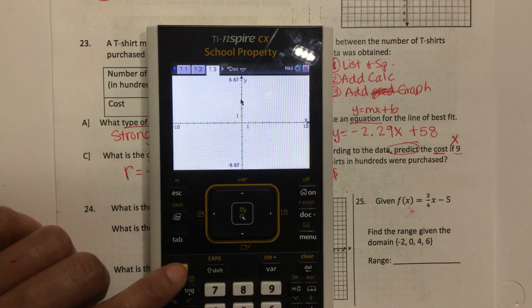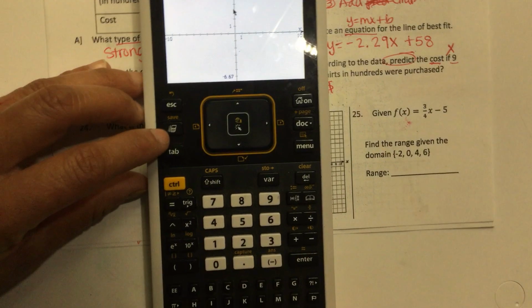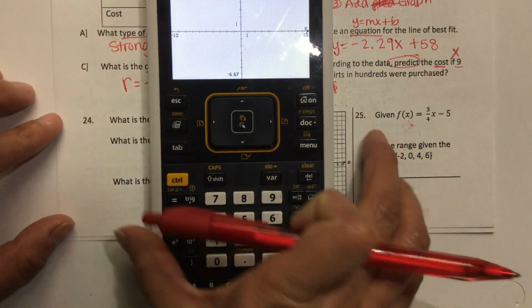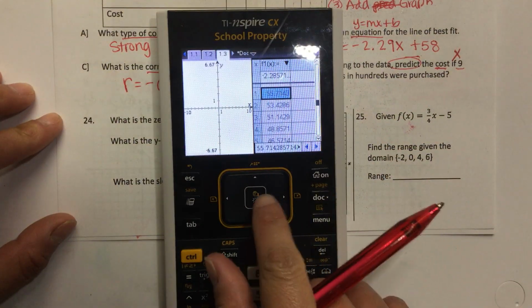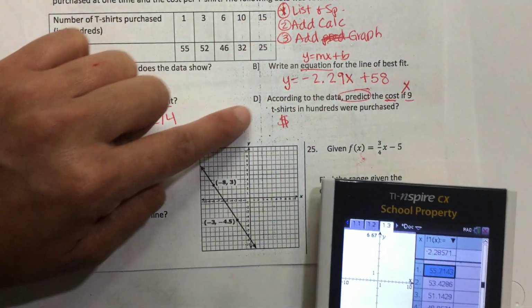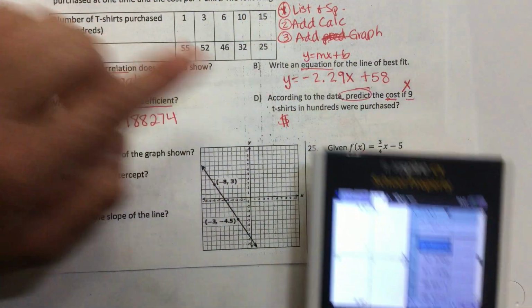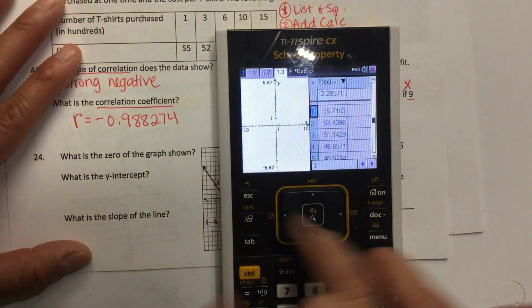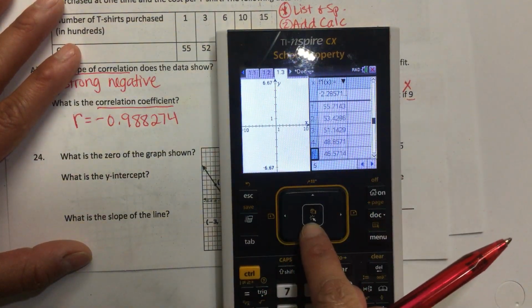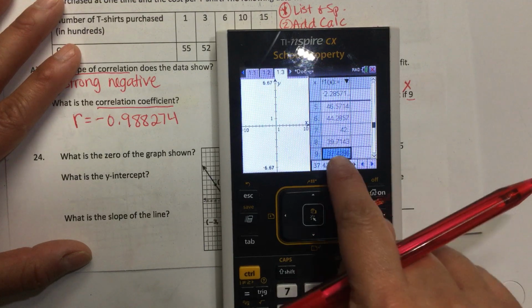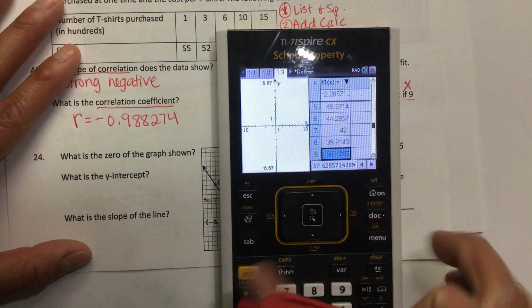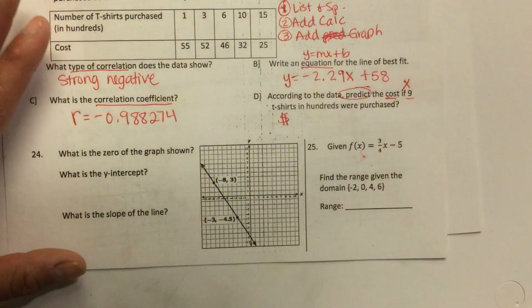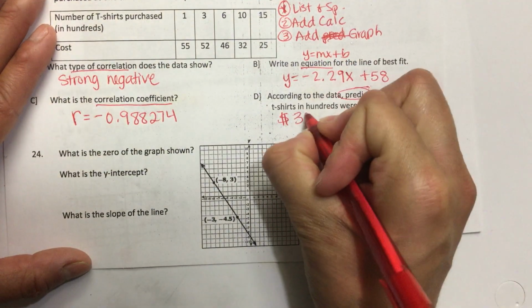Pull up a table by pressing Control T. Once you pull up that table, we're trying to identify what the cost is if 9 t-shirts are sold. So the X value, you're going to go down to 9 and see that the cost would be $37.286. So we're going to say $37.